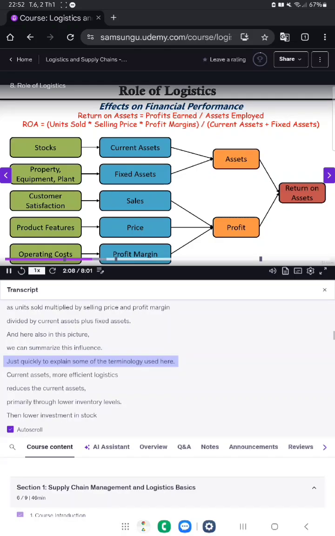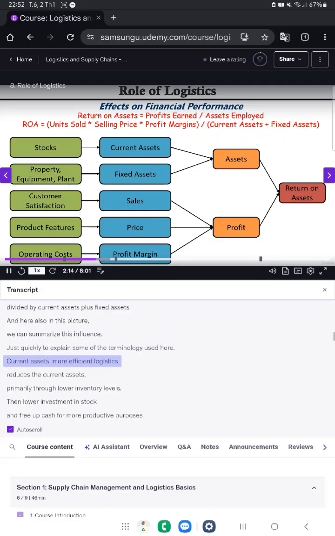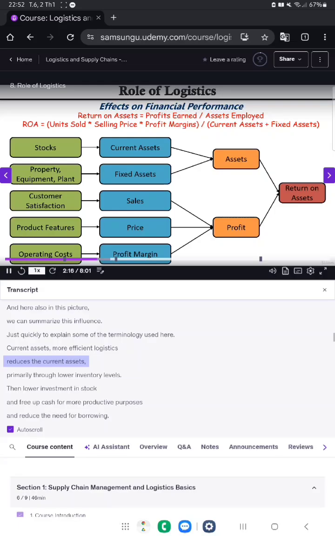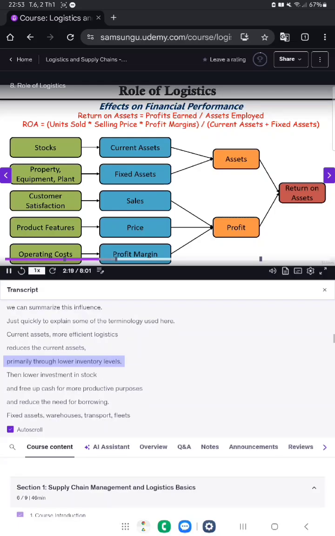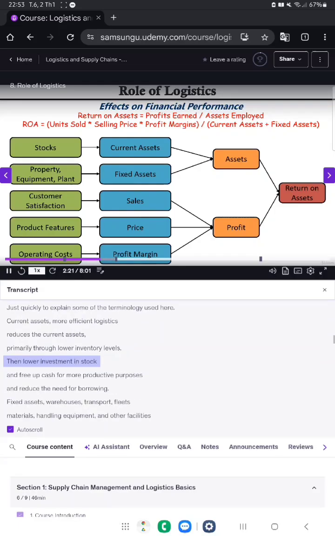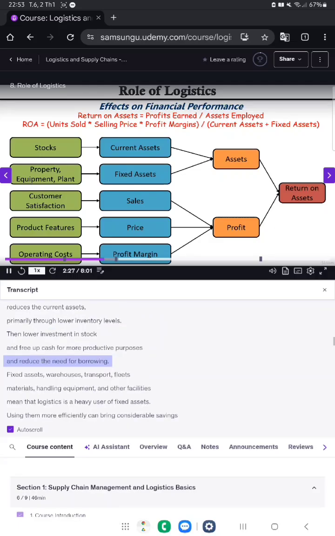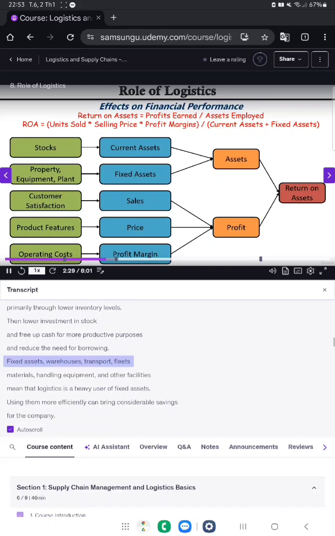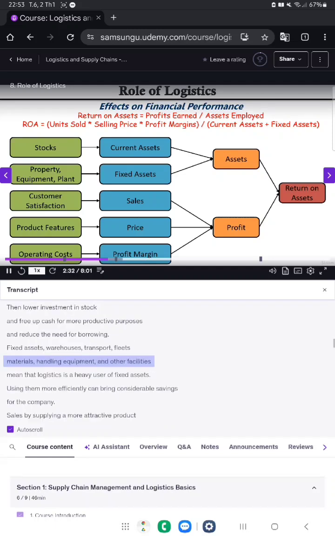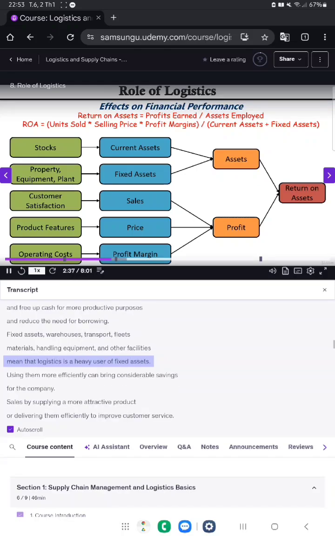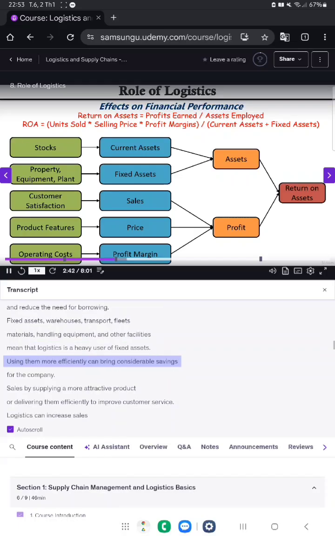Just quickly to explain some of the terminology used here. Current assets: more efficient logistics reduces the current assets, primarily through lower inventory levels, then lower investment in stock frees up cash for more productive purposes and reduces the need for borrowing. Fixed assets: warehouses, transport fleets, materials handling equipment and other facilities mean that logistics is a heavy user of fixed assets. Using them more efficiently can bring considerable savings for the company.